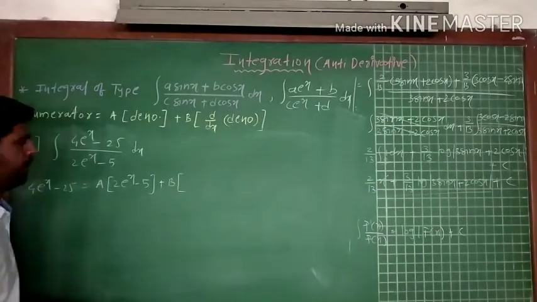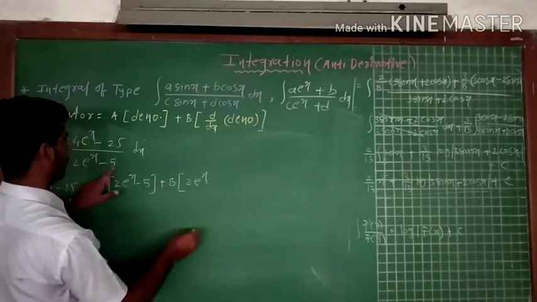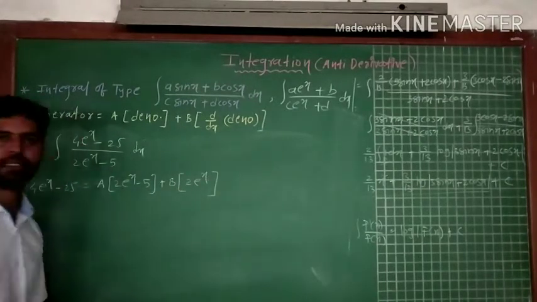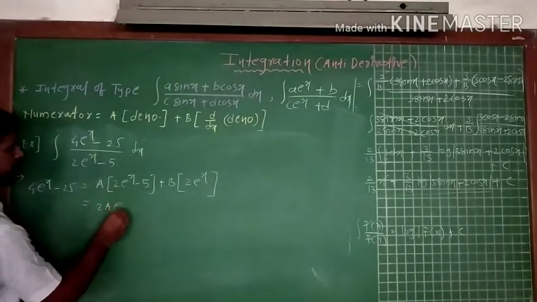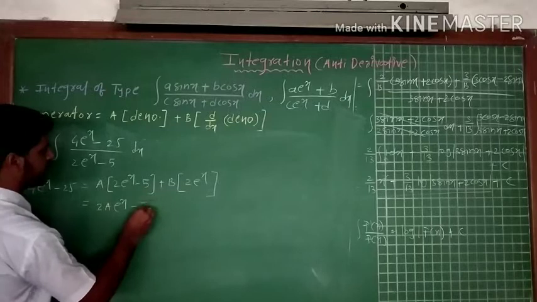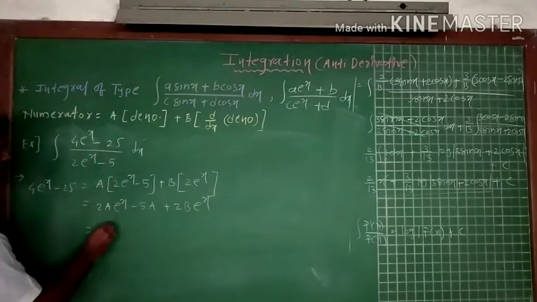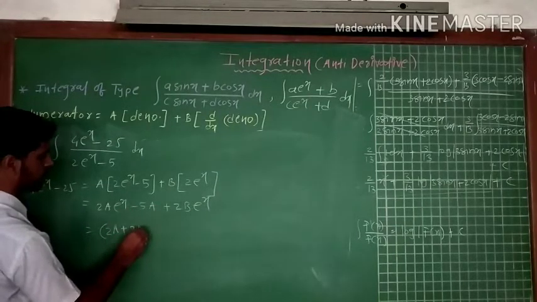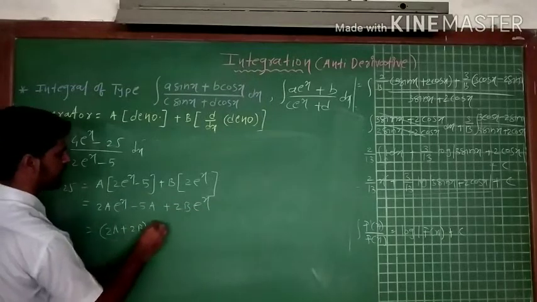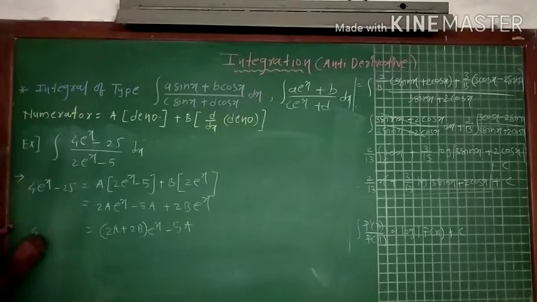What is the derivative of the denominator? The derivative of 2e^x is 2e^x, and the derivative of 5 is 0. This is the derivative of the denominator. Then multiplying out, we get 2a e^x − 5a + 2b e^x. Now combine the coefficient of e^x: 2a + 2b, with e^x common. Then only −5a is left. And on the left side we have 4e^x − 25.